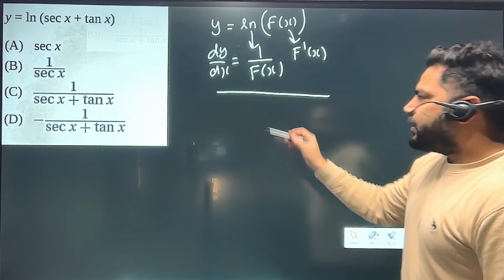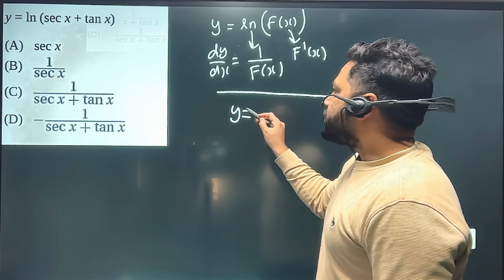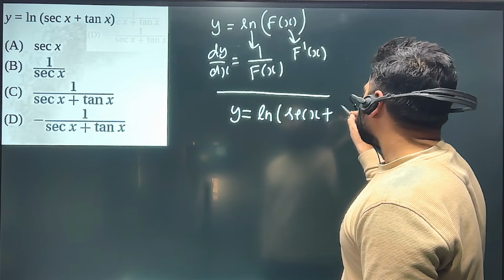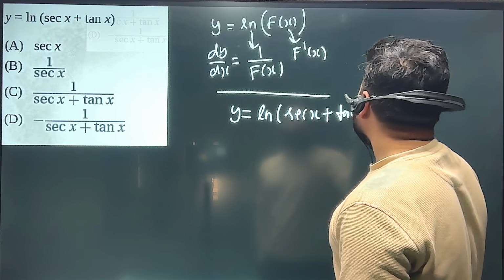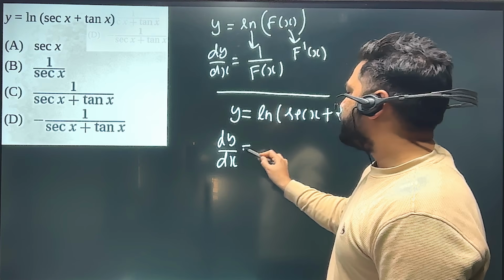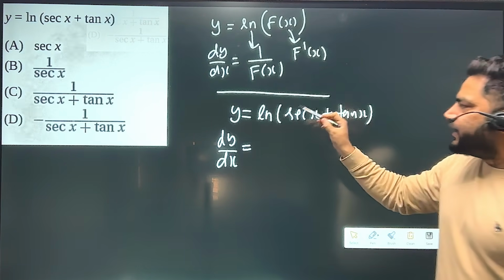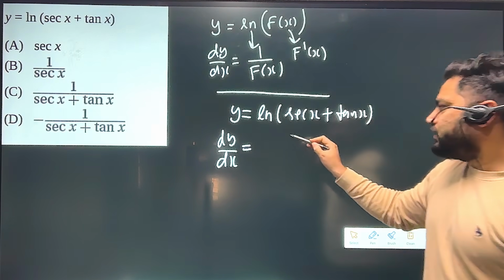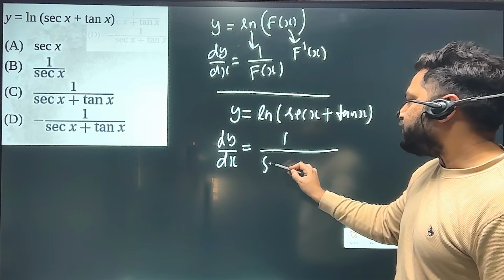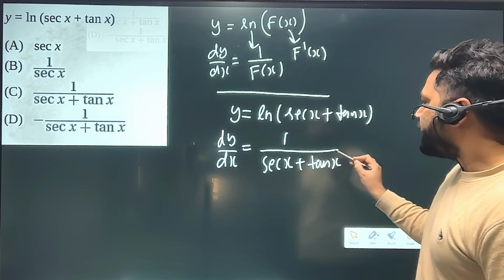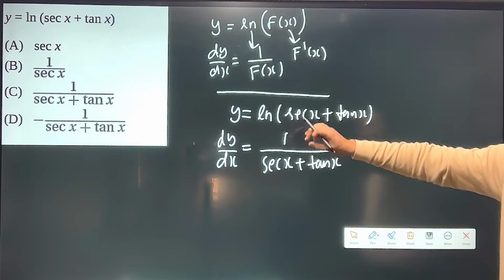Now in the given question, y is ln of secant x plus tan x. How to do its differentiation? First of all we'll go for the function part. Whatever is inside the ln, secant x plus tan x, we will write 1 upon secant x plus tan x. So this is the basic part, the derivative of just the ln part.